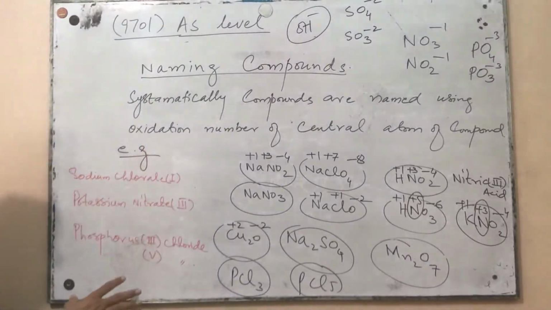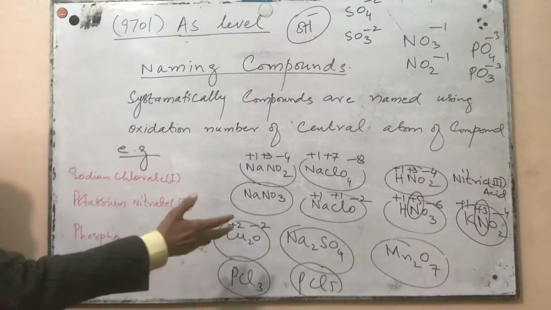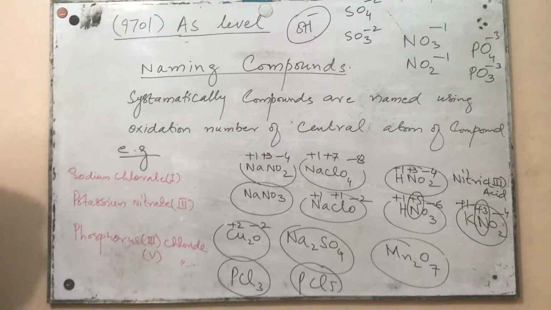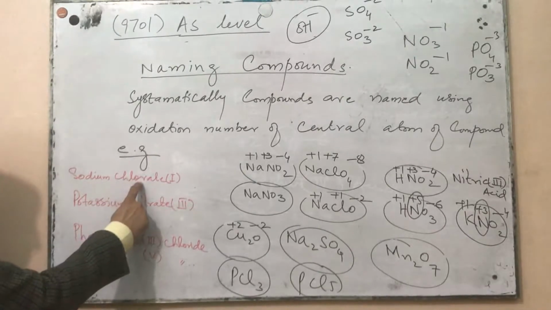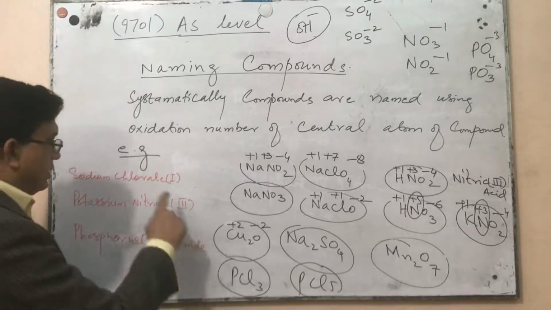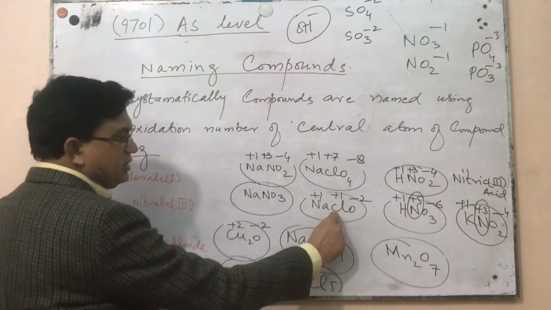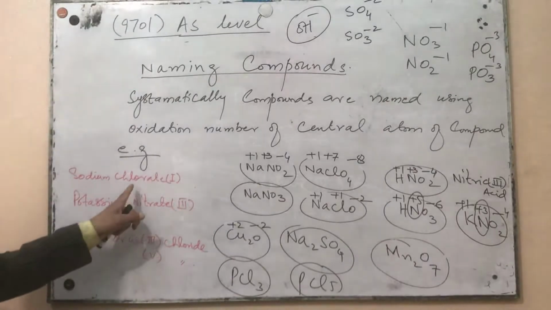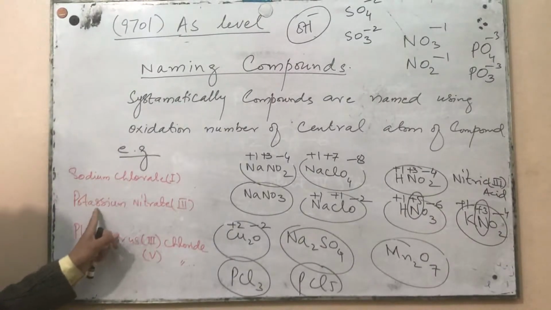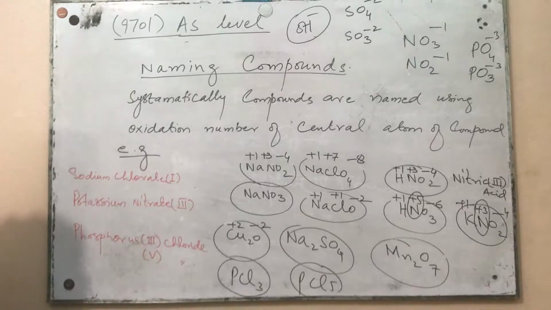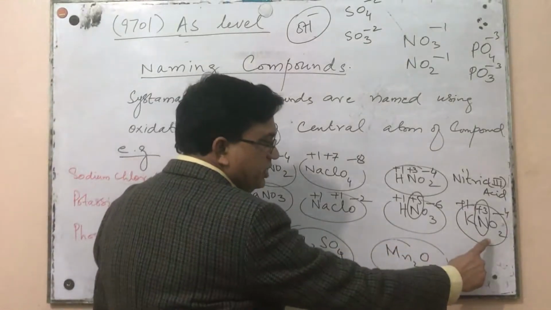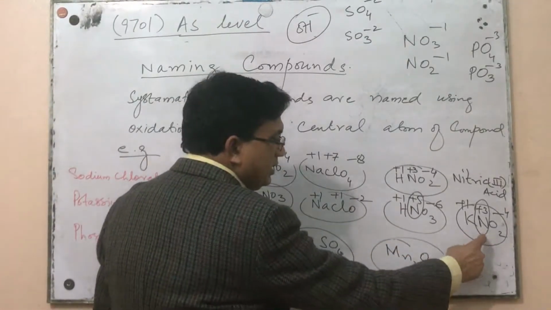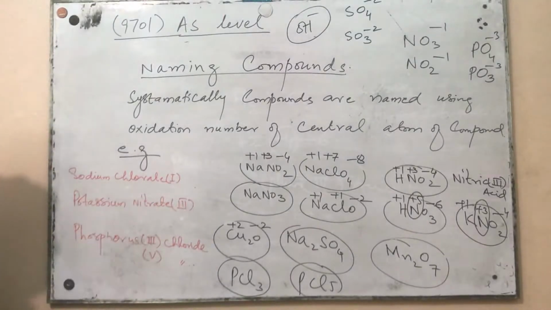If we look at these names, if we want to write down their chemical formulas, sodium chlorate 1 means that the chemical formula is this. Potassium nitrate 3 means potassium nitrate 3. This is the chemical formula for this systematic name.